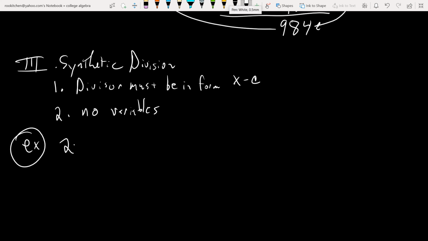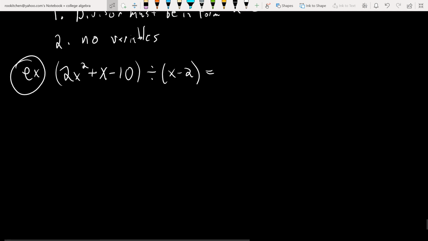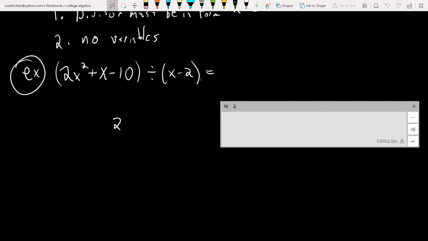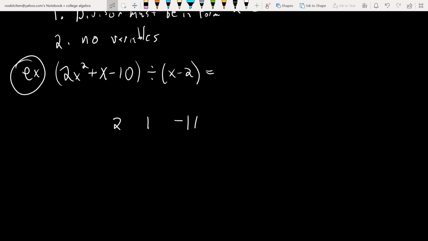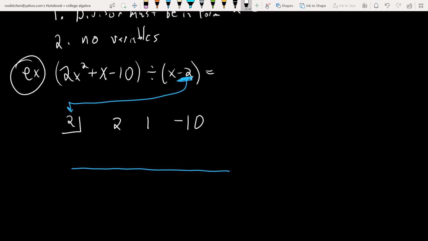We have an example: 2x squared plus x minus 10, divided by x minus 2. I want to figure out what that is. What you're going to do is take the coefficients of your terms here. So you'll have 2, 1, and then negative 10. And then in the box over here, you're going to put 2. You put the opposite of whatever this number is over here that I'm underlining in blue. You just take the opposite of that and put it here. Okay, and now the operation begins.